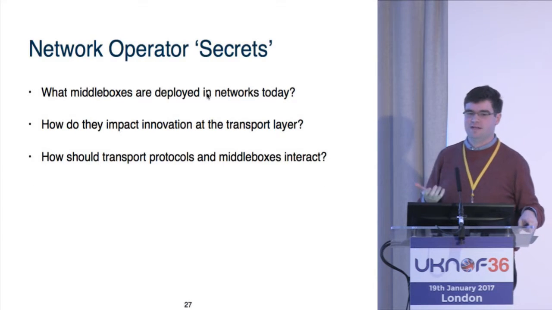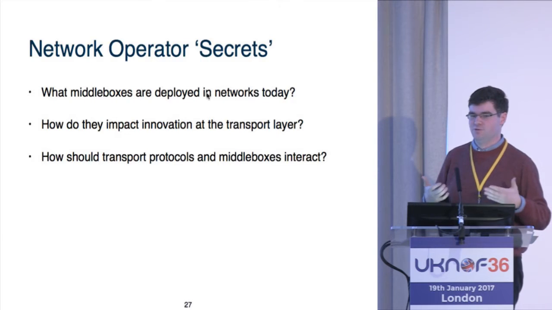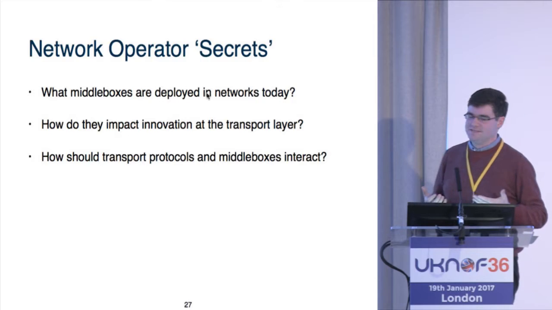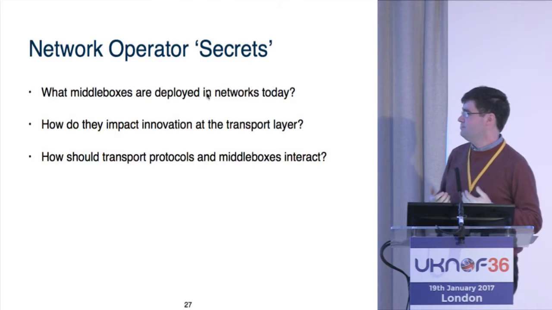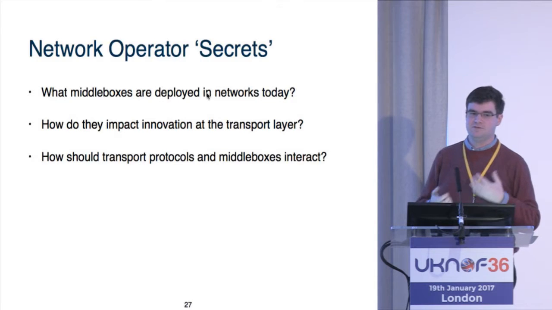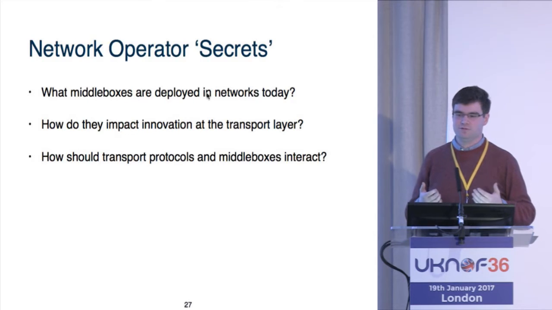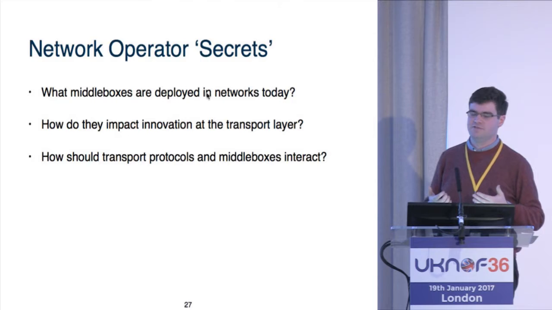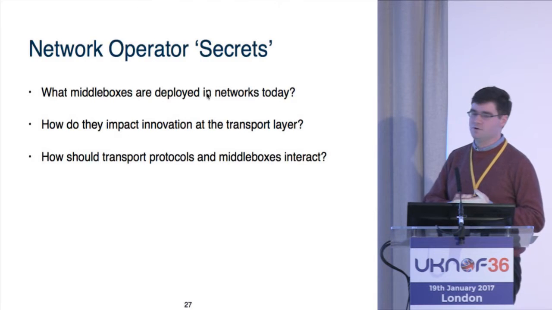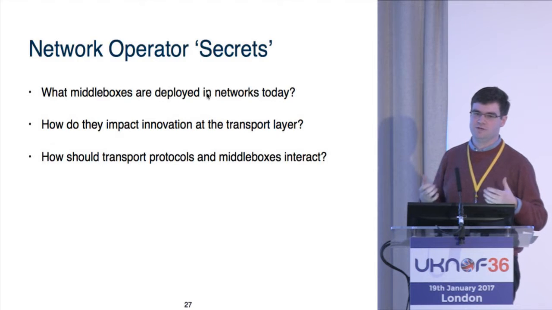So we see how limited black box measurements are. But as I say, you as network operators know what middle boxes you've got. So what we're interested in finding out is what middle boxes are deployed in networks today and how those might impact innovation at the transport layer. How do they interact with transport layer protocols? And a broader, more conceptual architectural question is how do you as operators see transport protocols interacting with middle boxes? Should middle boxes be an explicit part of the communication between two endpoints?